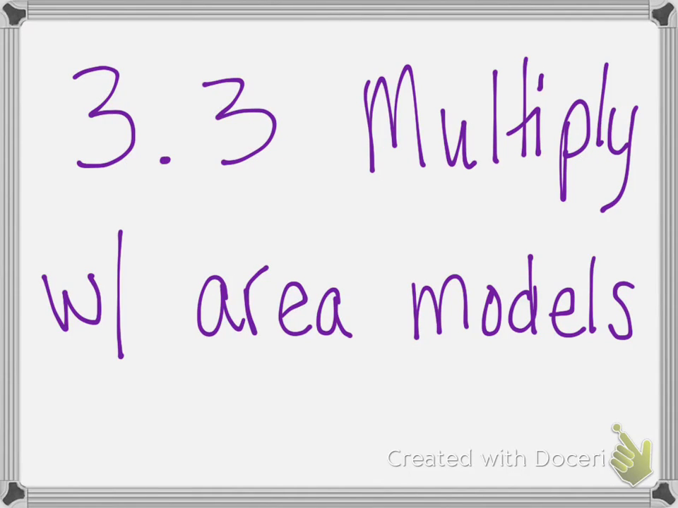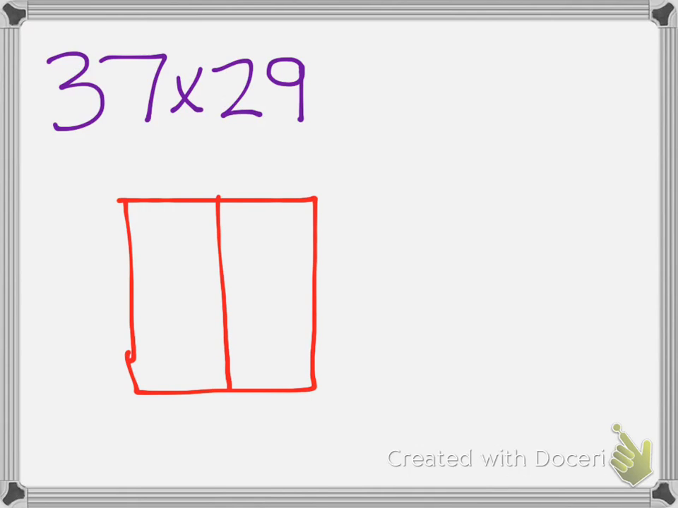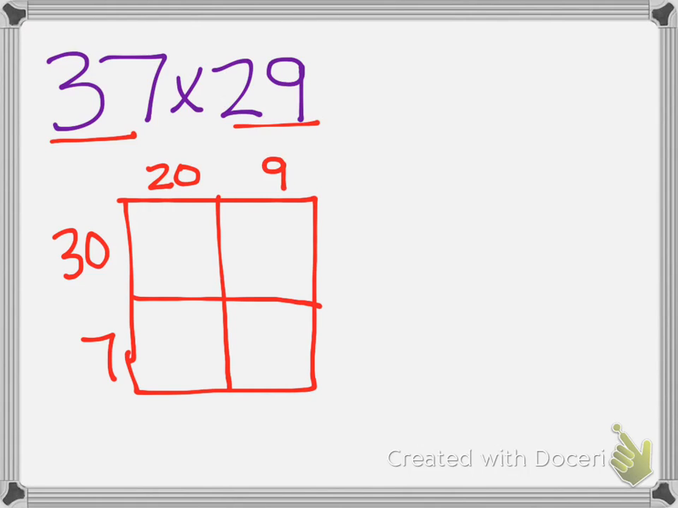Okay, lesson 3.3 is multiplying with area models, and this is really good for visual people. We did this in chapter 2 as well, but now we're doing 2-digit times 2-digit. So our first example is 37 times 29, and I'm first going to make my area model, and then I will break apart each of my factors. So 37 is 30 and 7, and then I have 20 and 9.